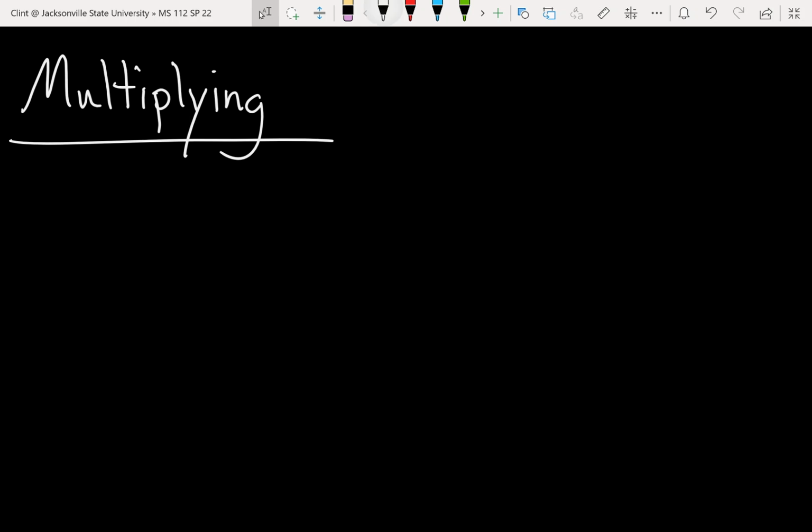So let's think about this. 3i times 2 plus 2i. If those are x's instead of i's, what would you say we need to do to multiply this out? Distribute, yeah, the distributive property. So that's what we're going to do.